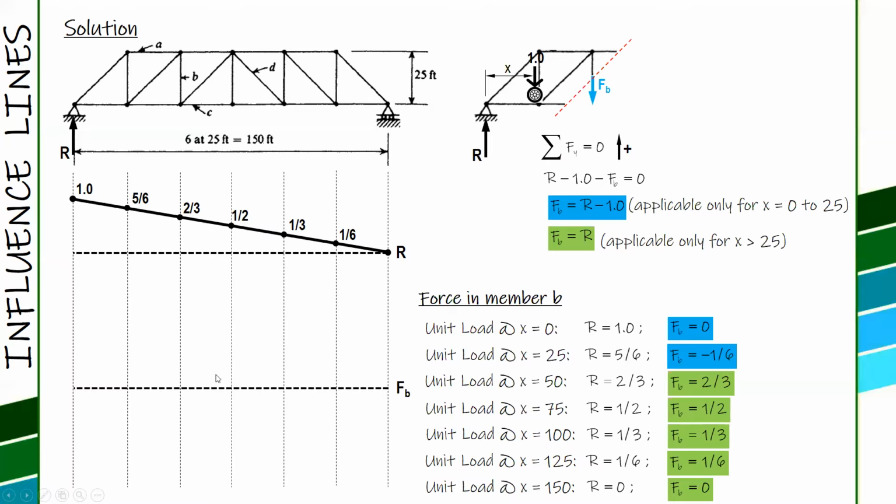And then you plot 0, negative, and then shift to positive 2/3, and then 1 half. Same as before: 1 over 6, and then 0. And then connect that. 1, 2, 3, 4, 5, and 6.